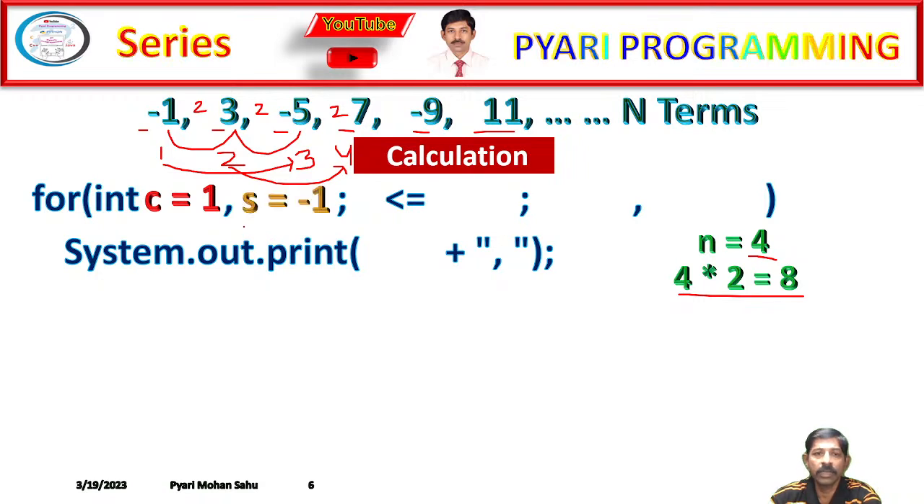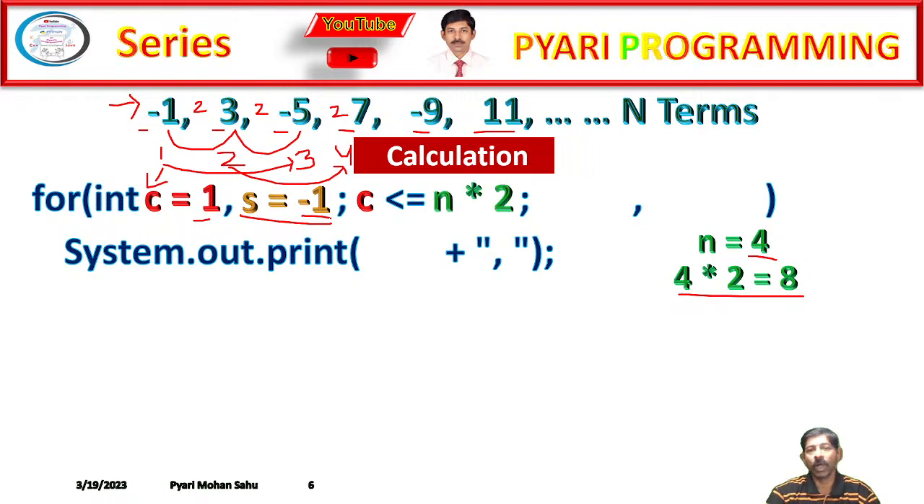Now the next one is s is equal to minus 1. Now why I am taking s? S is for your sign. Now initially my sign is minus 1. When my term is 1, term is taken for the counter. When my counter is 1, it is negative. So that's why when counter is 1, my sign is minus 1. Old mechanism, counter is less than equals to n into 2 I have done over here.